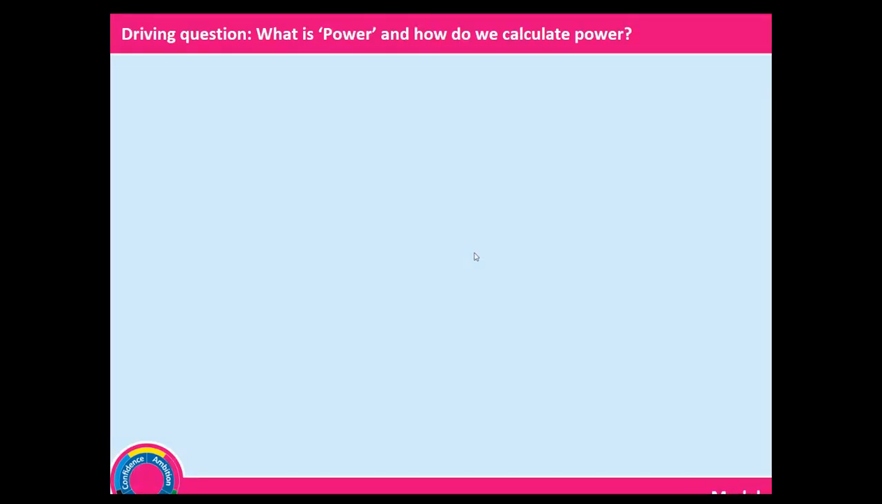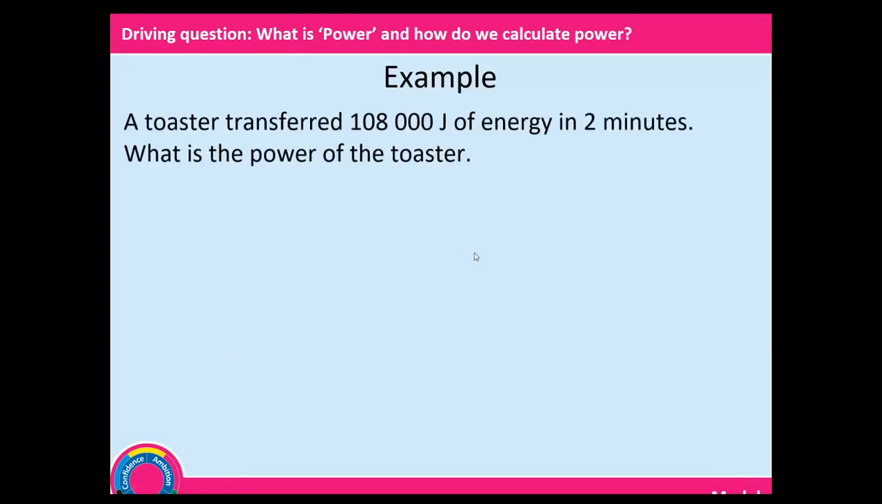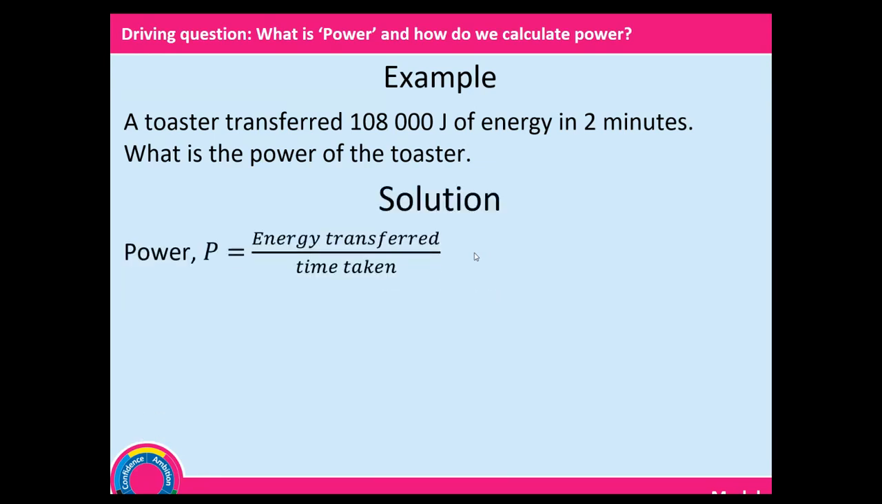So let's take an example. The toaster transferred 108,000 joules of energy in 2 minutes. What is the power of the toaster? We're given the energy transferred in the question, and we're given the time. The first thing we do is write down the main equation: power equals energy transferred divided by time taken.